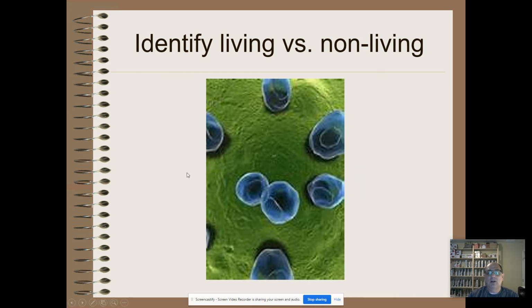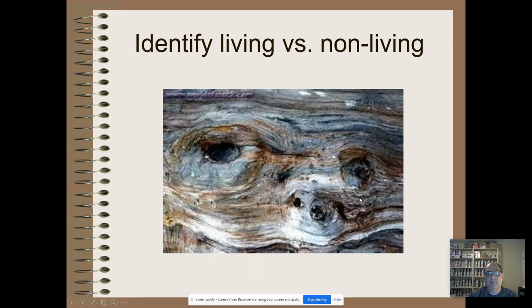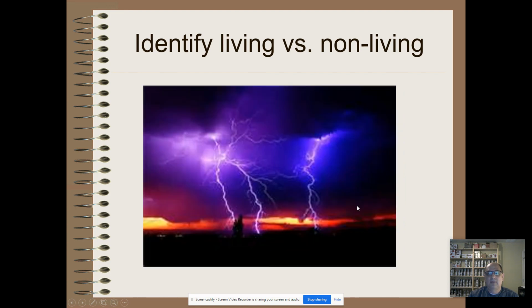Okay, this is a little more complex. This is actually a picture of a cell close up. So this is a living organism. This is bark of a tree. Do you think trees are made of cells? Yes, they are. So that's a living organism. And then we have lightning. Lightning is electrical. It's coming from the atmosphere.